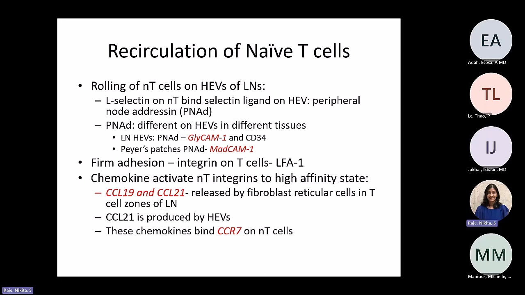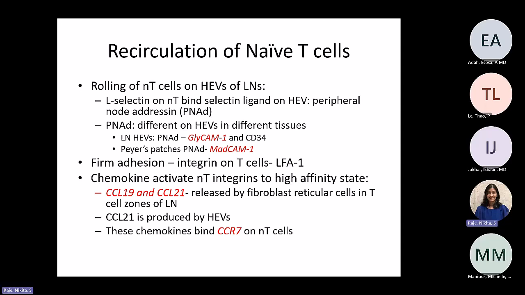Versus in peripheral tissue, Peyer's patches in the gut can bind to MAdCAM-1. So MAdCAM-1 and GlyCAM-1 are a couple of peripheral node addressins that attract cells that have L-selectin on them.